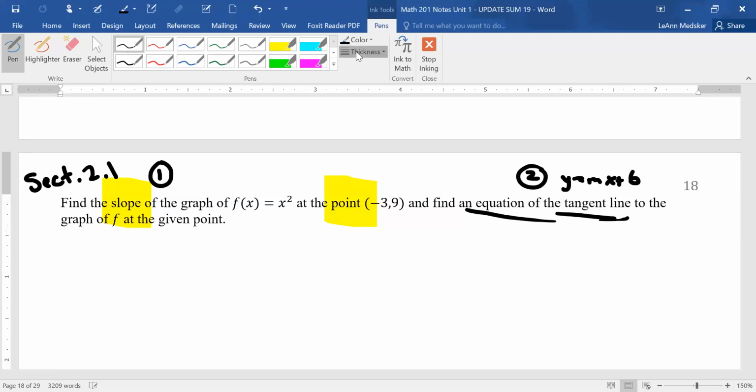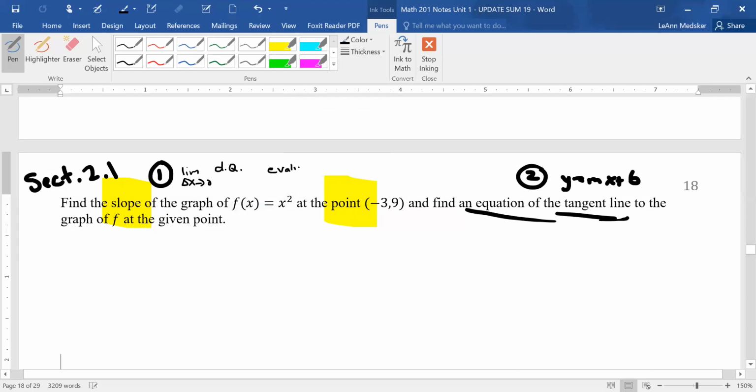Okay, so for this one, our goal is going to be to take the limit as delta x approaches 0 of the difference quotient, which we have written down, but I don't want to write it all here, and then evaluate it at the x value of the point, which is negative 3. So let's go through the steps. So the first thing is we want to do the limit as delta x approaches 0. Remember, this equals our slope of our tangent line, f of x plus delta x minus f of x all over delta x. So we have to use this formula for our f.